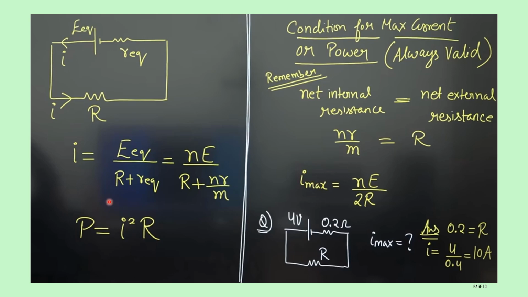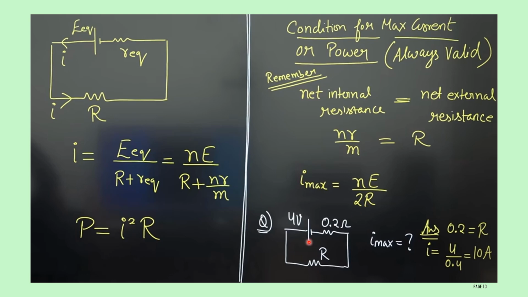For I maximum, substitute this value in this equation: nE divided by R plus, in this place, replace it with R, so R plus R will be equal to 2R. This will be the maximum current. I maximum will be equal to nE divided by 2R.